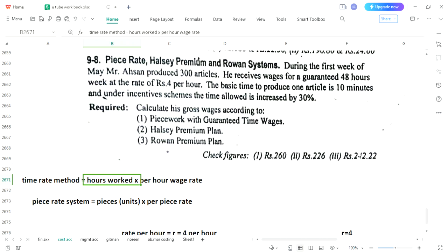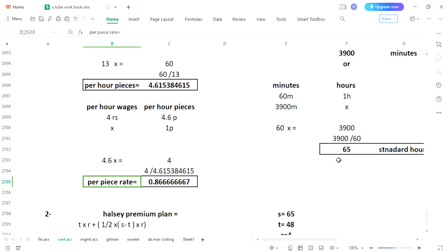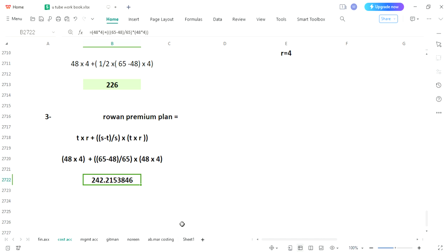242.21, and you can see over here 242.2, and 242.21 was rounded, and since it was 5, it has been made 242.22. But you will have to understand this formula and how you will put it in the calculator. There is a simple method as well. You can calculate 48.4, put the answer, then you can calculate 65 minus 48 divided by 65.